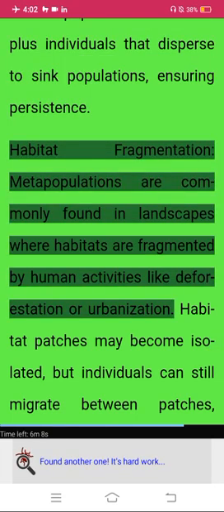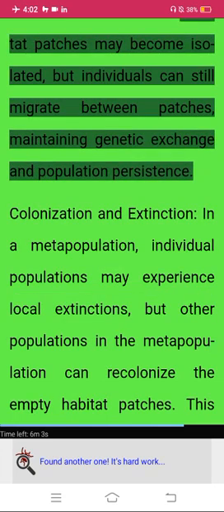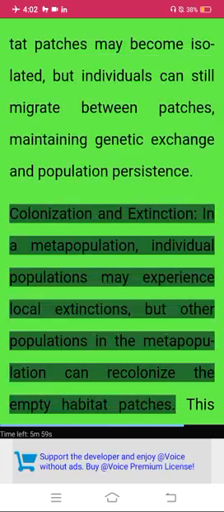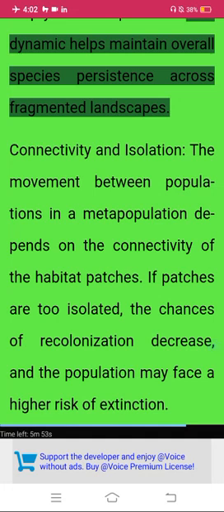Habitat fragmentation. Metapopulations are commonly found in landscapes where habitats are fragmented by human activities like deforestation or urbanization. Habitat patches may become isolated, but individuals can still migrate between patches, maintaining genetic exchange and population persistence. Colonization and extinction. In a metapopulation, individual populations may experience local extinctions, but other populations in the metapopulation can recolonize the empty habitat patches. This dynamic helps maintain overall species persistence across fragmented landscapes.